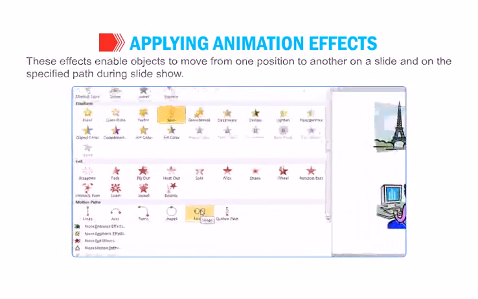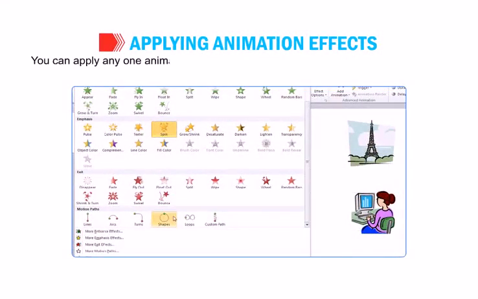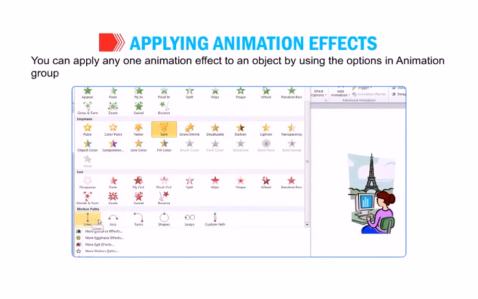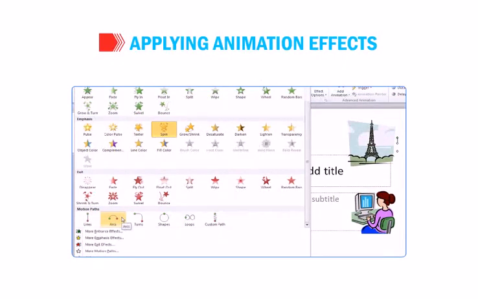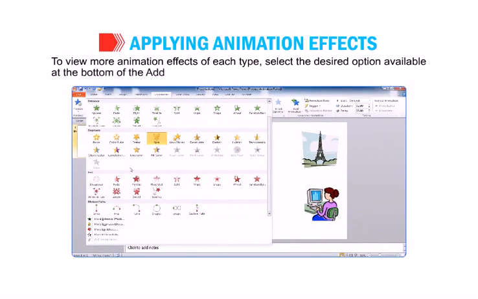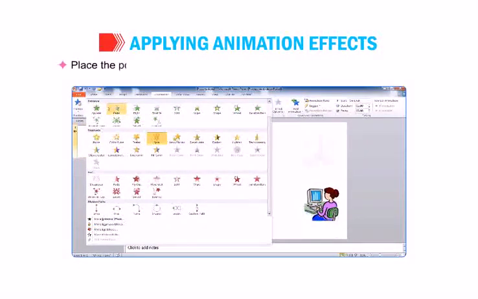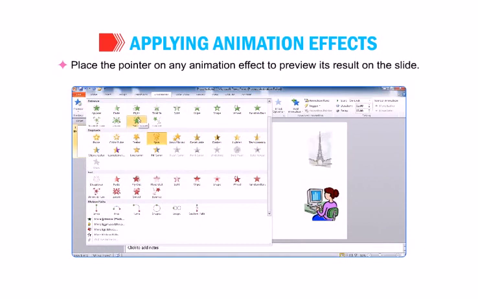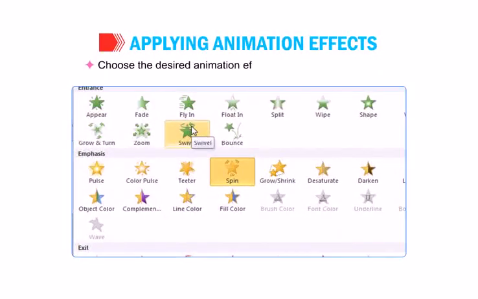slideshow. You can apply any one animation effect to an object by using the options in Animation group or combine multiple animation effects together. To view more animation effects of each type, select the desired option available at the bottom of the Add Animation drop-down menu. Place the pointer on any animation effect to preview its result on the slide. Choose the desired animation effect from the displayed menu.